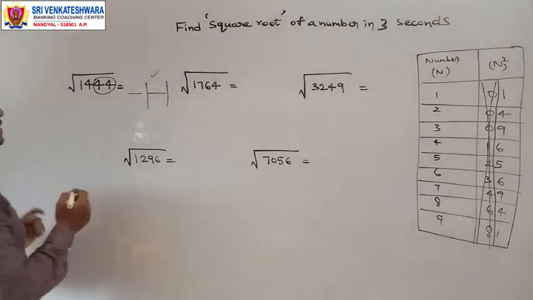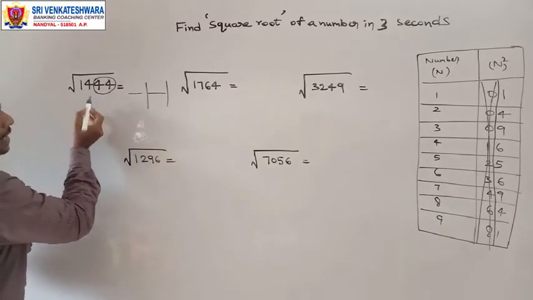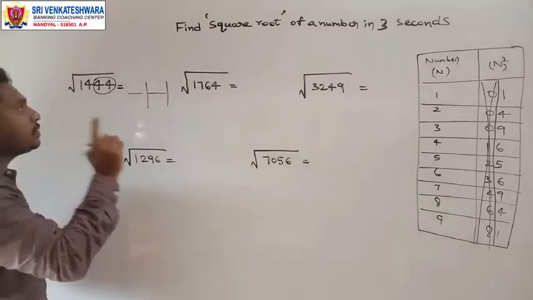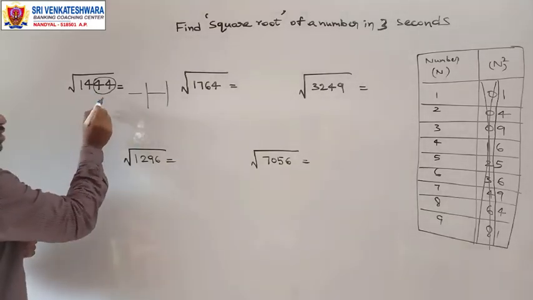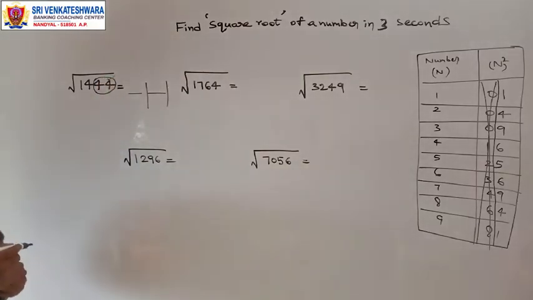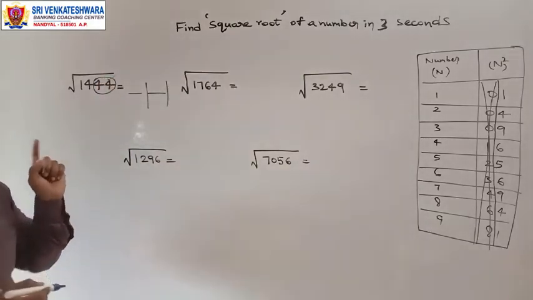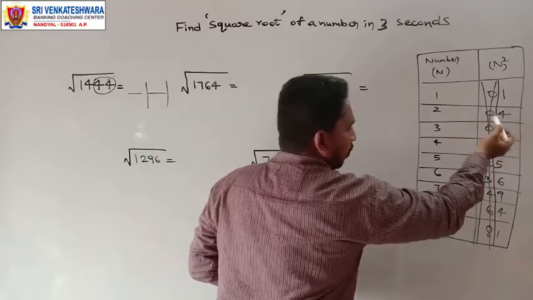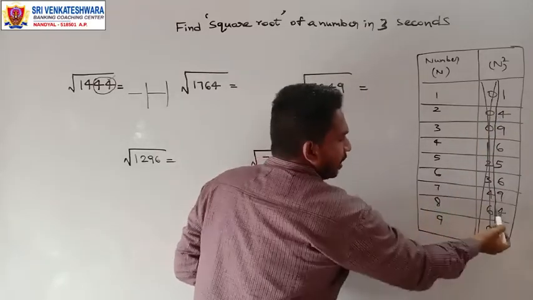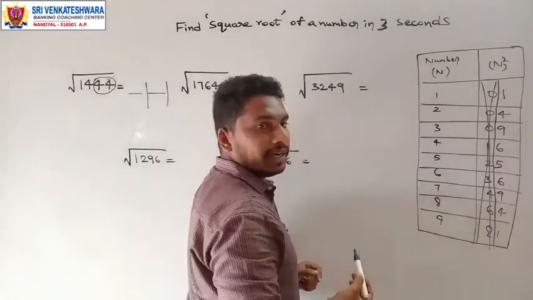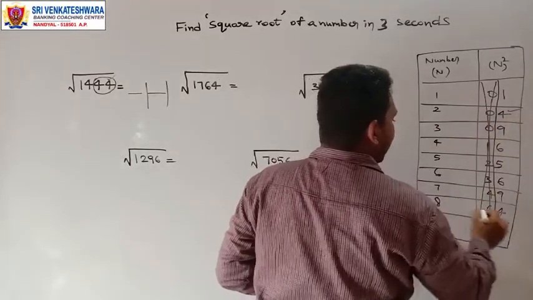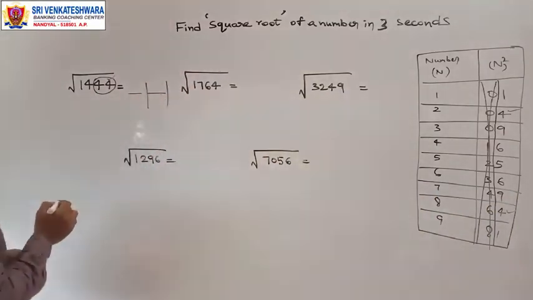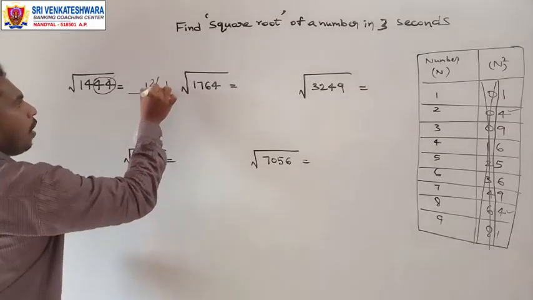Now let us see exactly how to solve this. Here you take the last 2 digits, and the digit in the units place is 4, in 44. Where is 4 in this table? 2 square gives 4 in the units place, and 8 square is 64, and in the units place it is 4, right? So for both 2 and 8 it is 4. So the digit in this blank can be either 2 or 8.